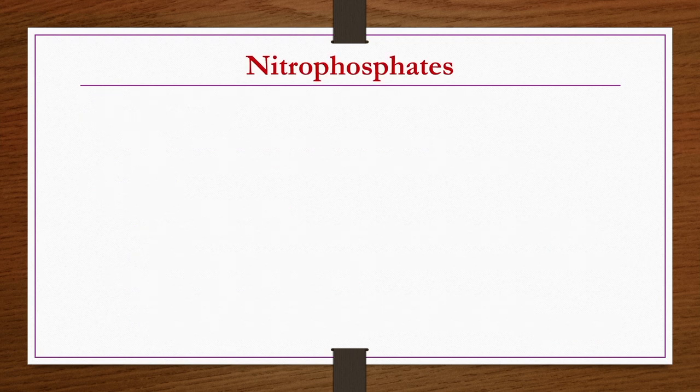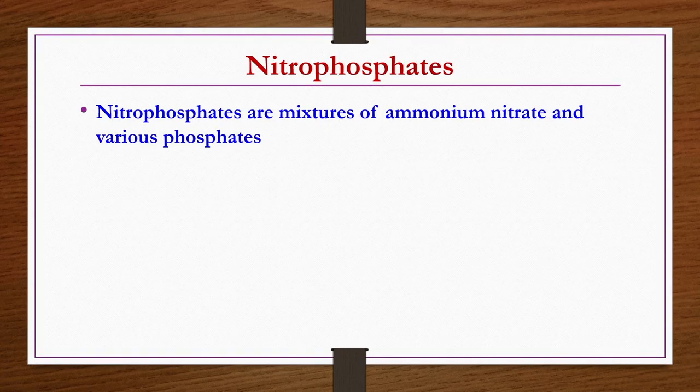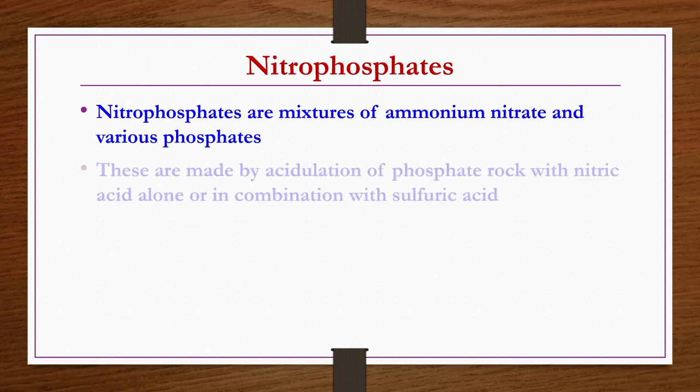Now we discuss nitrophosphates. Nitrophosphates can be easily produced by reacting the phosphate rock with nitric acid alone or nitric acid plus sulfuric acid, which is known as the mixed acid. Nitrophosphates are mixtures of ammonium nitrate and various phosphates.